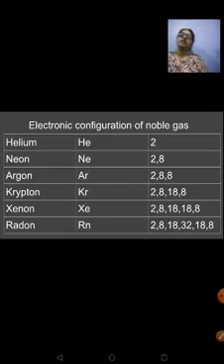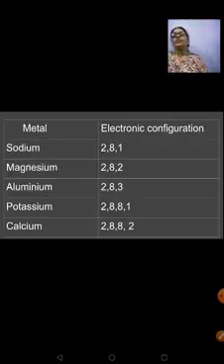Okay, now when we look at the electronic configuration of a few metals like sodium, magnesium, aluminium, potassium, calcium, you will find their outermost shell incomplete. Like sodium, atomic number is 11. Its electronic configuration is 2, 8, 1. Magnesium, atomic number is 12. Its electronic configuration is 2, 8, 2. So when they lose the electrons in their outermost shell, like 1 electron of sodium, 2 electrons of magnesium, 3 electrons of aluminium, they acquire a stable state.